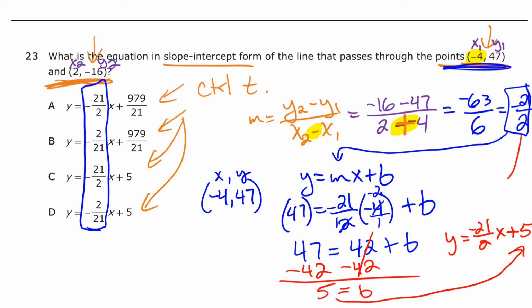We got the 5 from here. We got the slope from here. So the answer is C.